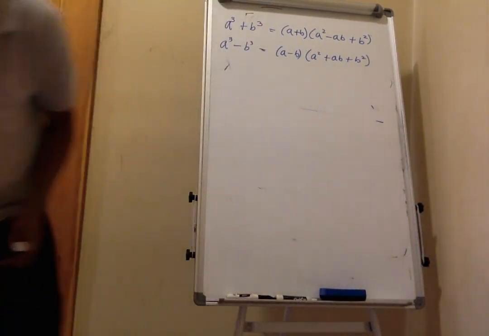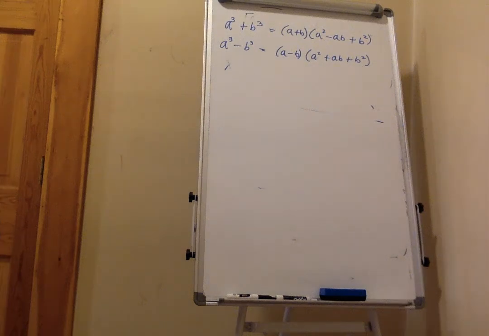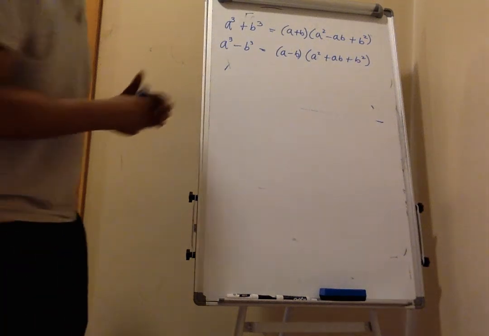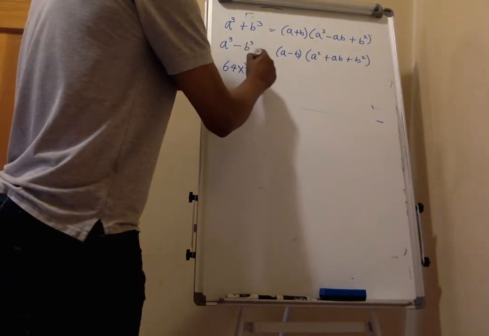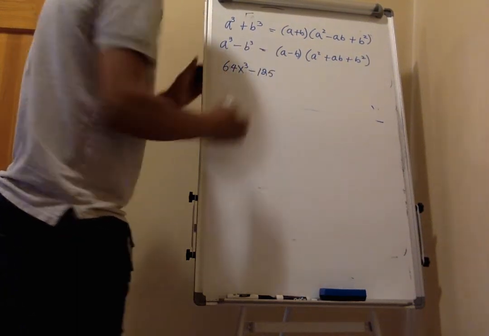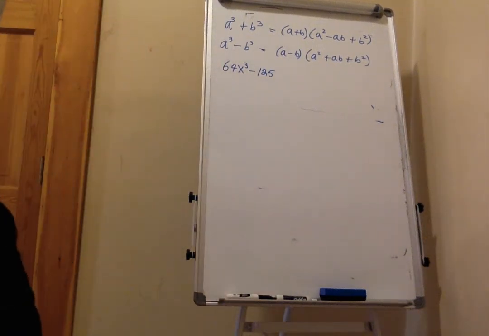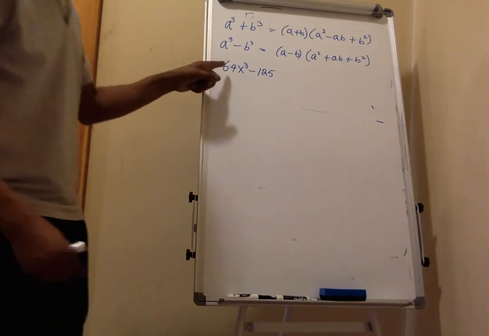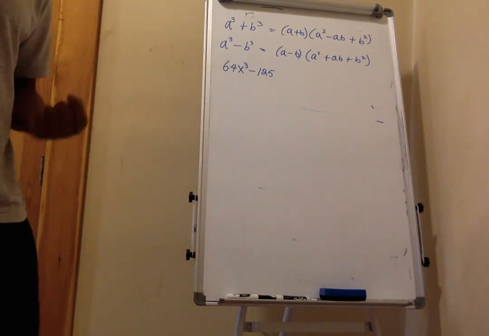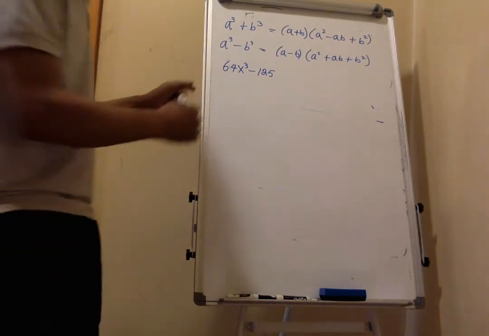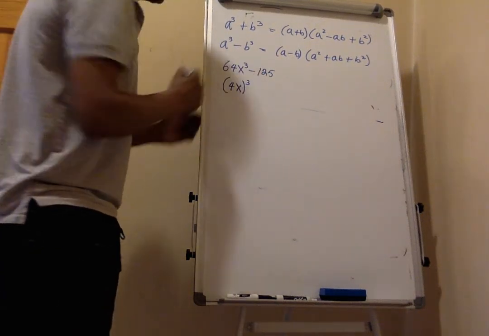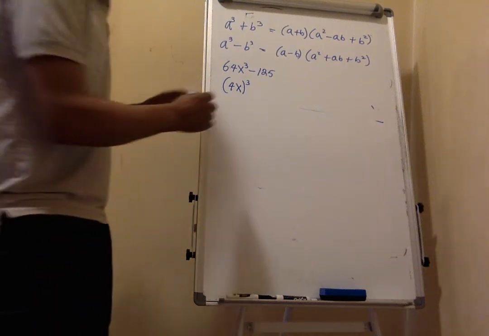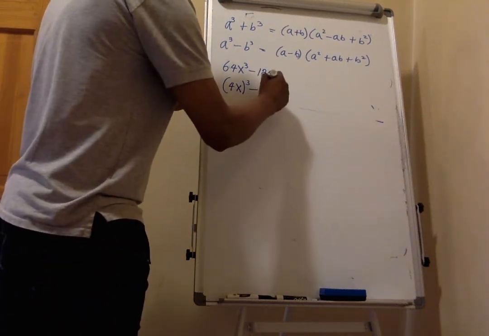Let me do some more. Suppose you have now 64x cubed minus 125. This is the difference of two cubes. So we might as well write it in the form of cubes. So 64 is the cube of 4. 4 times 4 times 4. So you can rewrite this as 4x, the entire thing cubed. And 125 is 5 cubed.